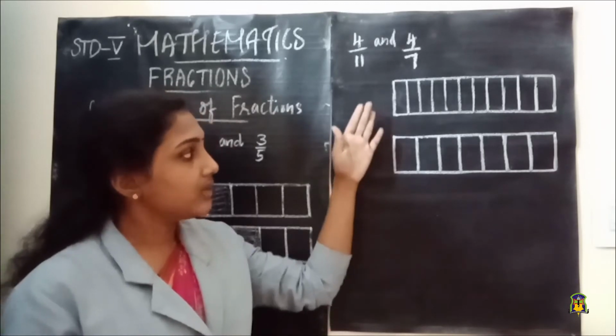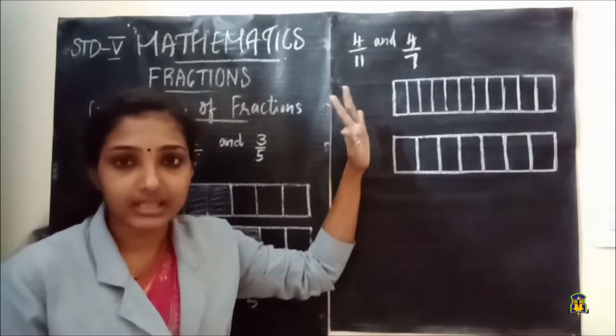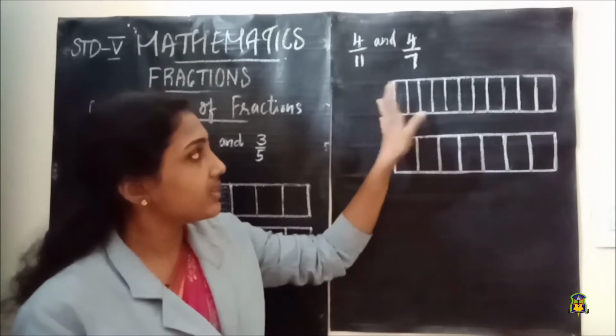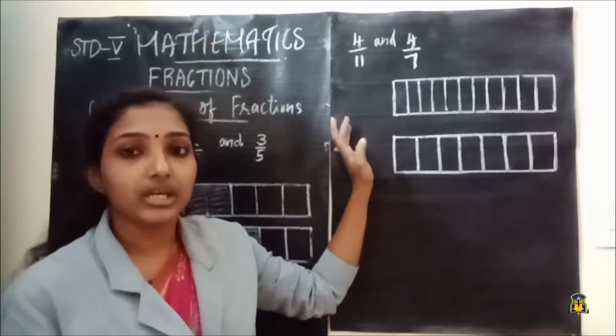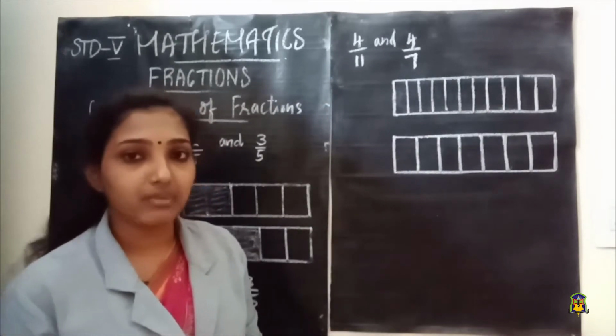Here we have got a chocolate piece of the same length and size. The first one I have divided into 11 equal parts, and the second one I have divided into 7 equal parts.